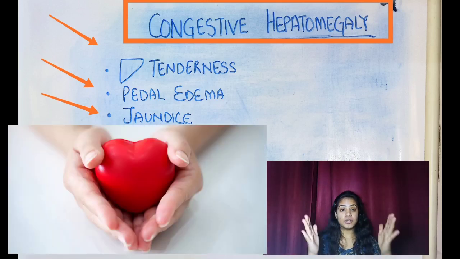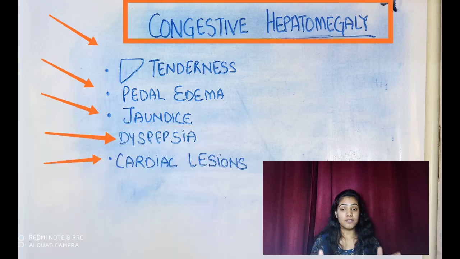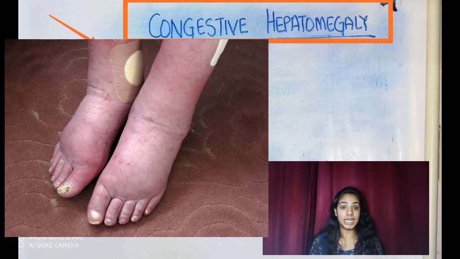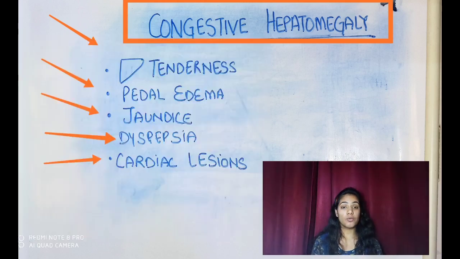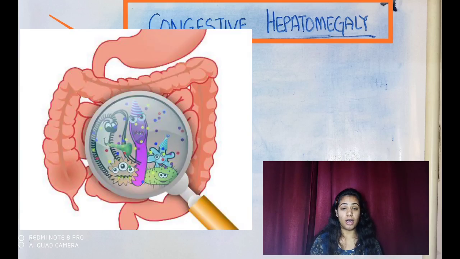We have to imagine a person right in front of us and look at three things. First is the foot, second is the abdominal region and third is the heart. Now, in the foot we will see pedal edema. Second, in the abdominal region, we will see dyspepsia.